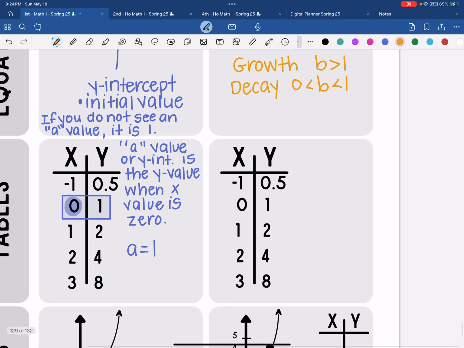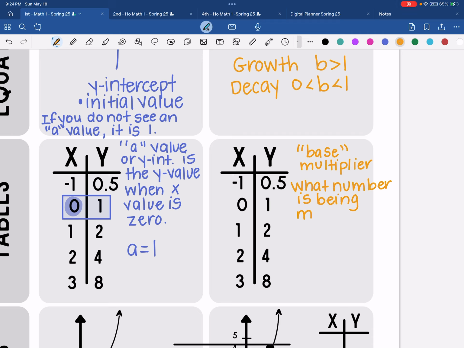Now, when you look at the base, the multiplier, remember it's called the multiplier for a reason. That's because what number are we multiplying by? So we're looking for the base or the multiplier, and you need to ask yourself, what number is being multiplied by each y value?